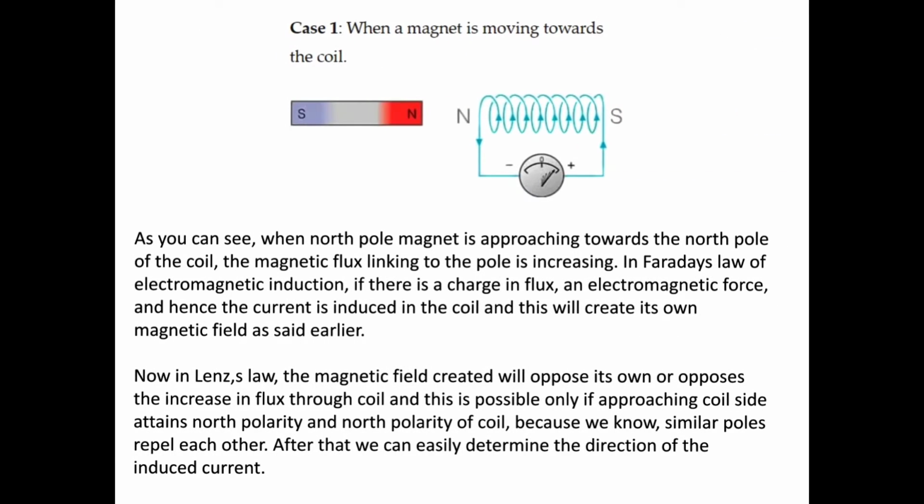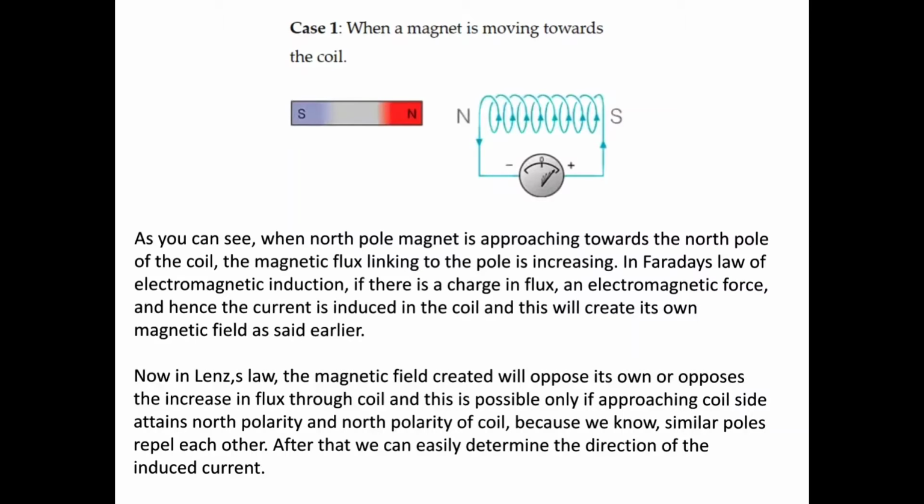For our example, as you can see, when the North Pole of the magnet is approaching the North Pole of the coil, the magnetic flux linking to the coil is increasing. In Faraday's law of electromagnetic induction, if there is a change in flux, an electromotive force, and hence a current, is induced in the coil, and this will create its own magnetic field, as said earlier.